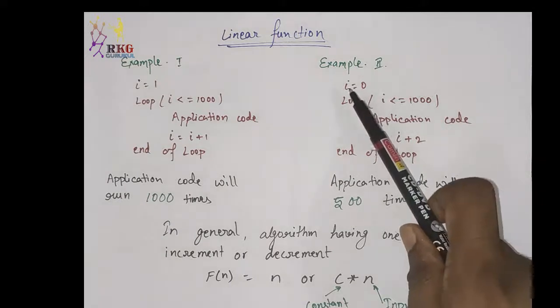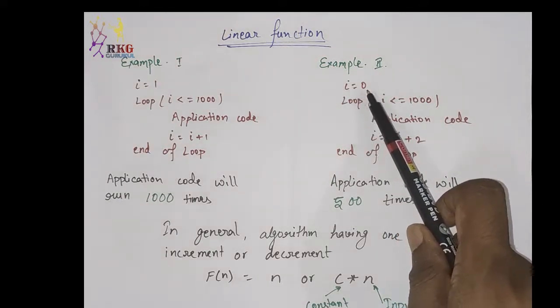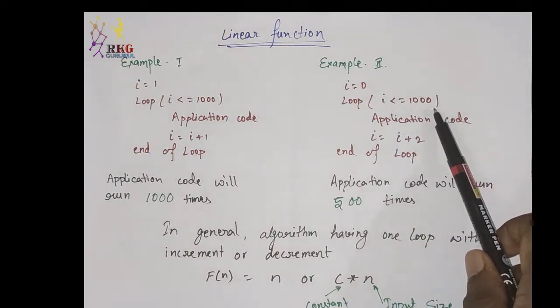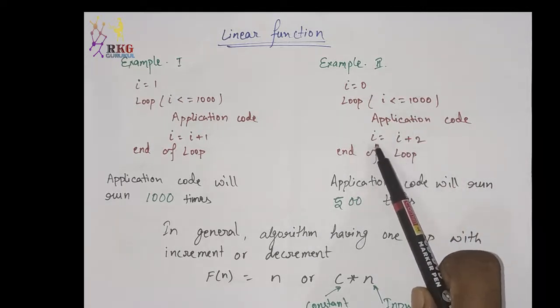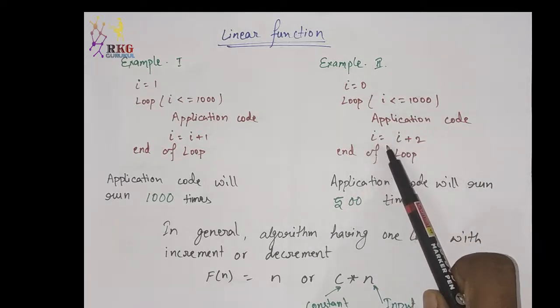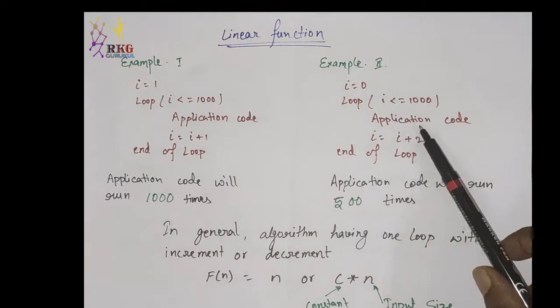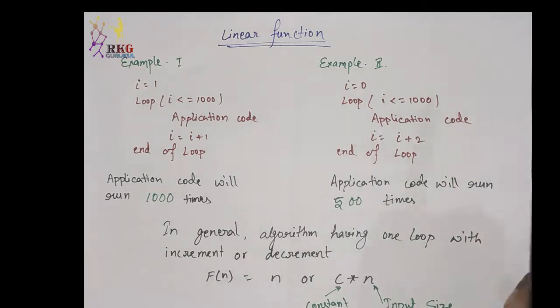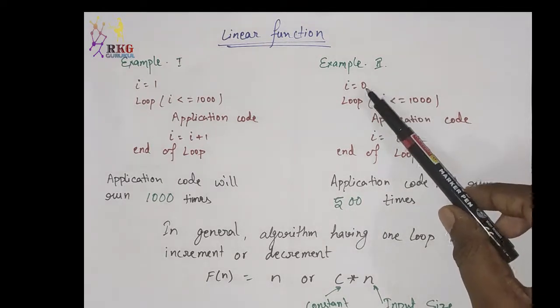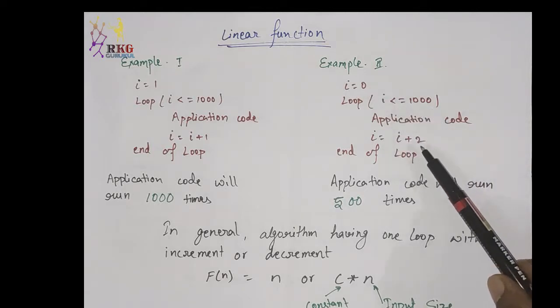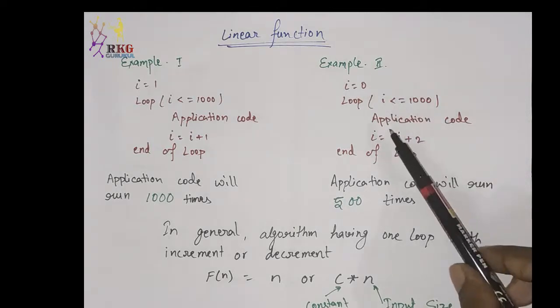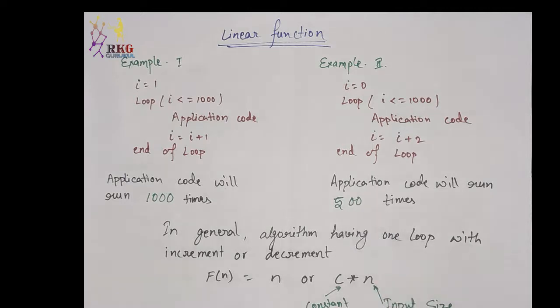In the second example, I have to start from 0 to 1000, and in this section the change in I is I equal to I plus 2. Each time I is going to increase by 2. So how many times will the application code run? The answer is again simple. I have to start from 0 to 1000, and each time I is going to increase by 2. That's why this application code will run 500 times.